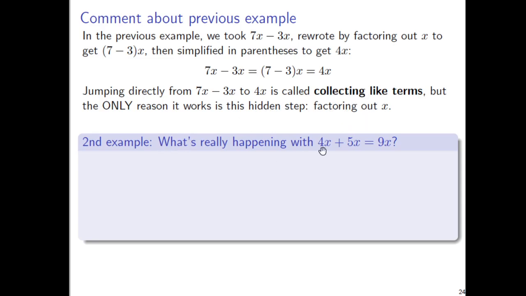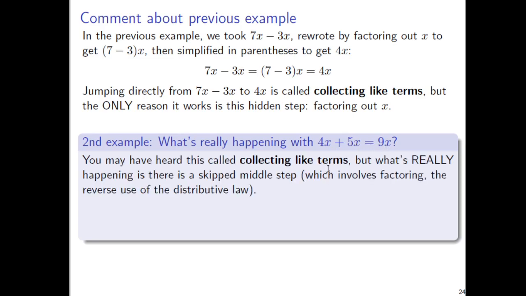Here's a second example. When you see 4x plus 5x and you say that simplifies to 9x, that's true, okay? You might call this collecting like terms, but what's really happening is there is a skipped step in the middle, which you have to understand. It's required in this class that you know that when you jump from here to here, there is a skipped step. I am not requiring you to show the skipped step in your work all the time, but there are times where you have to know where this really comes from.